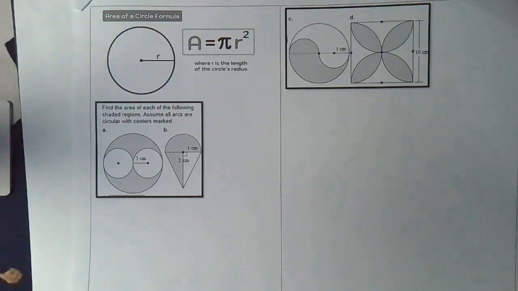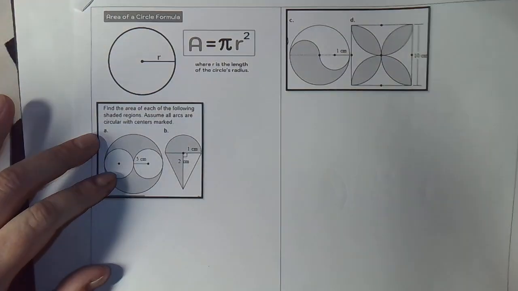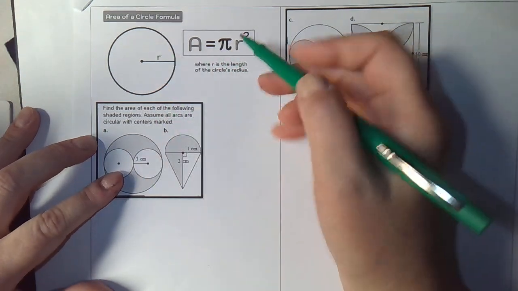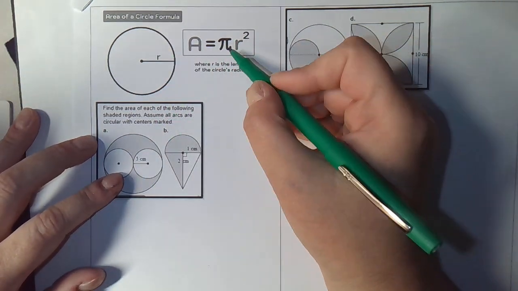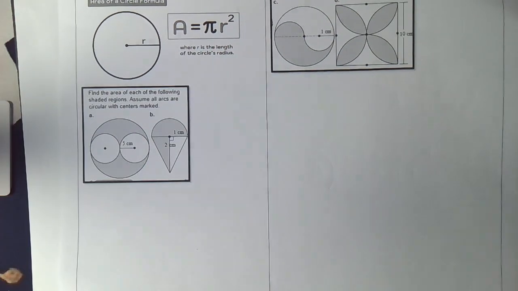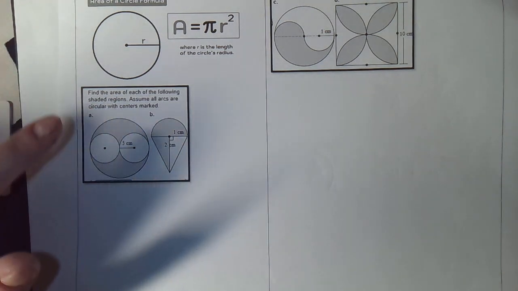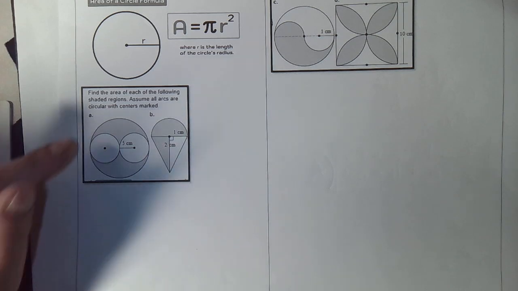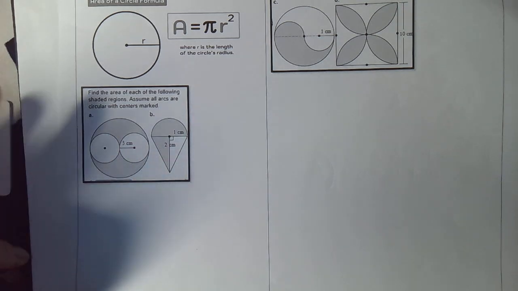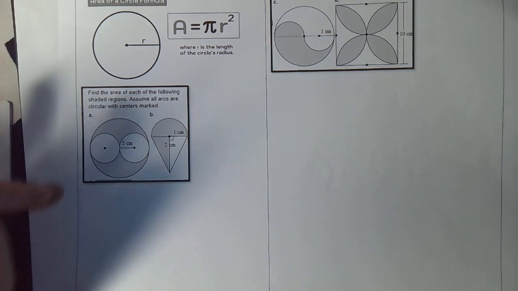Okay, the last one that we're going to do together is ridiculous. Woo. Yeah, look at this. Okay, the last thing we need to know is that the area of a circle is pi r squared, where r is the radius. All right, let's check out part A. Part A says find the area of each of the shaded regions. Assume all arcs are circular with centers marked.